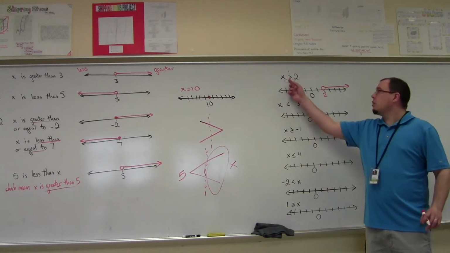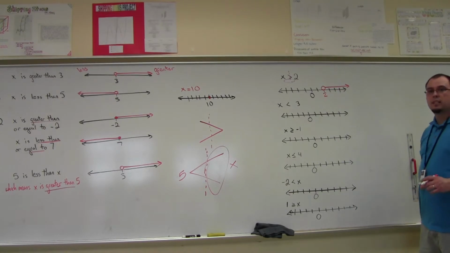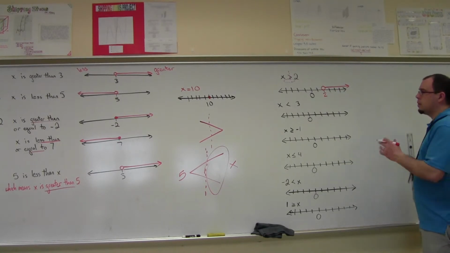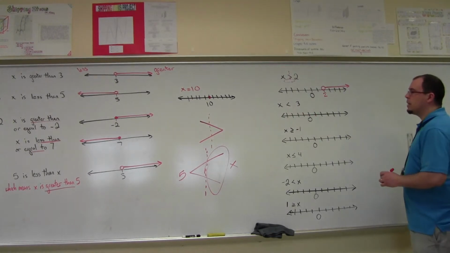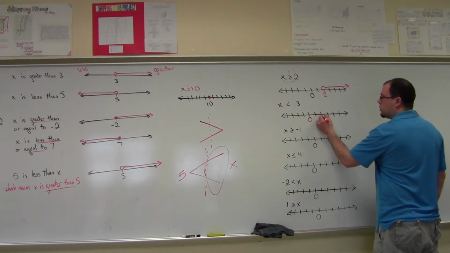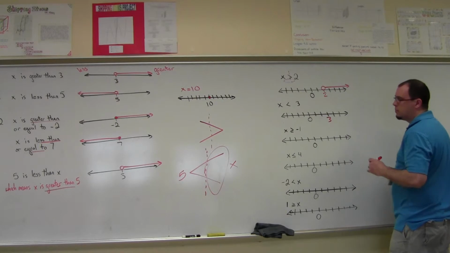So x is on the large side of the inequality symbol, so that's what we want to do. We want to go to the right. This example over here, x is less than 3. So again, we want to find 3 on the number line. 1, 2, 3, that's 3.